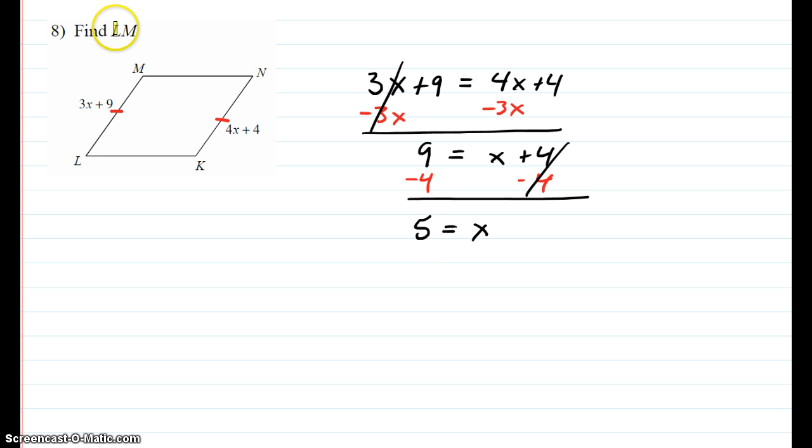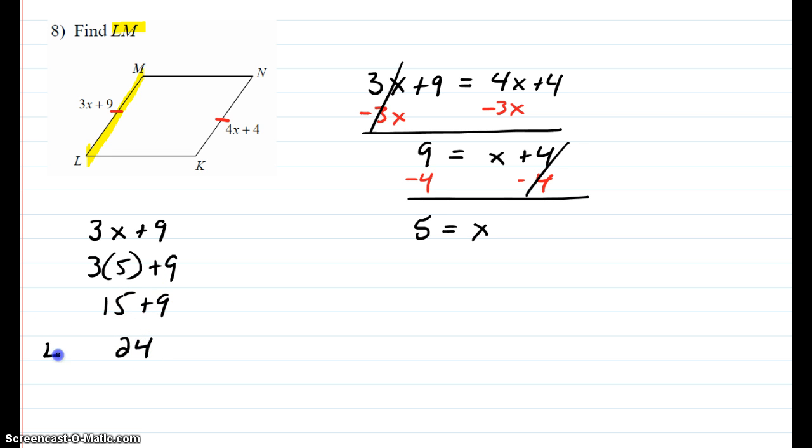The question asked us to find LM, so we want to find this side. We're just going to take our x and substitute it in. So it's going to be 3 times 5 plus 9. 15 plus 9 is 24. So LM is equal to 24.